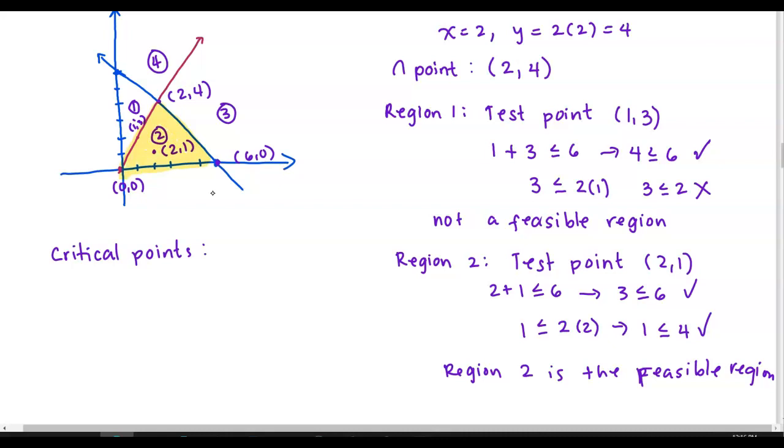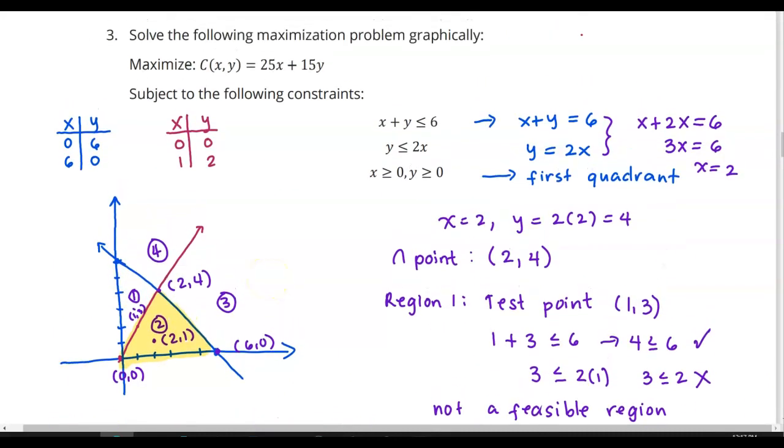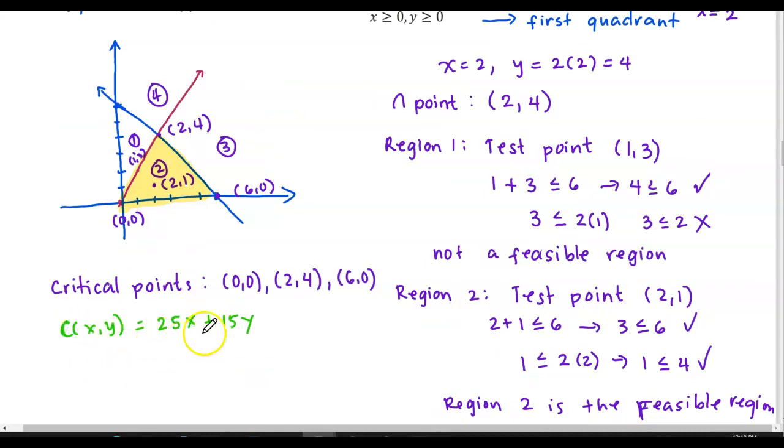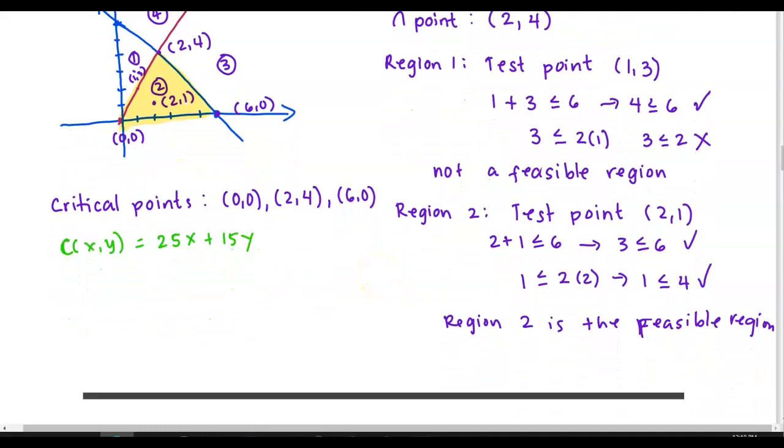So let us identify the vertices. The vertices are the points (0, 0), (2, 4), and (6, 0). Then after that, we're going to evaluate our function here. We are going to evaluate this given function and see which one will give us the maximum value. So to maximize this, let us just evaluate it at the critical points, at each of those critical points.